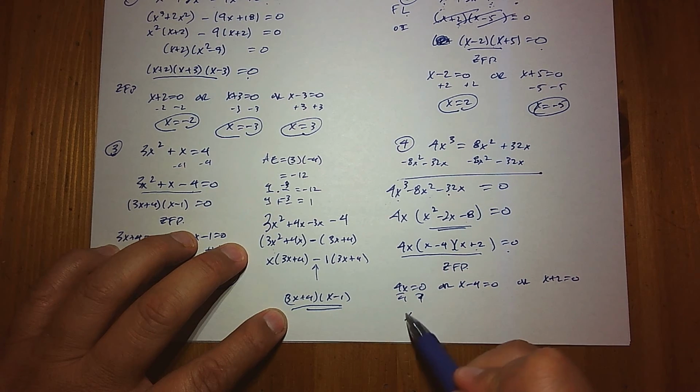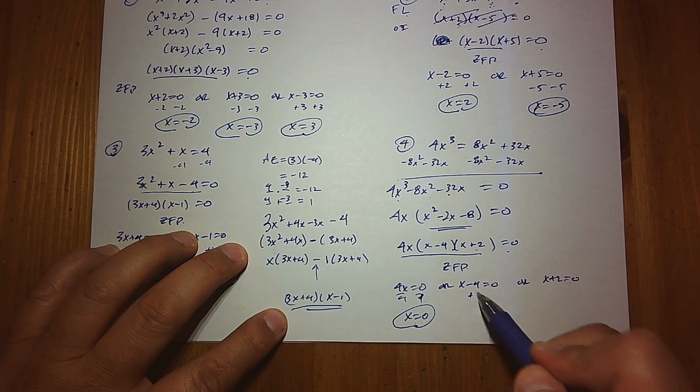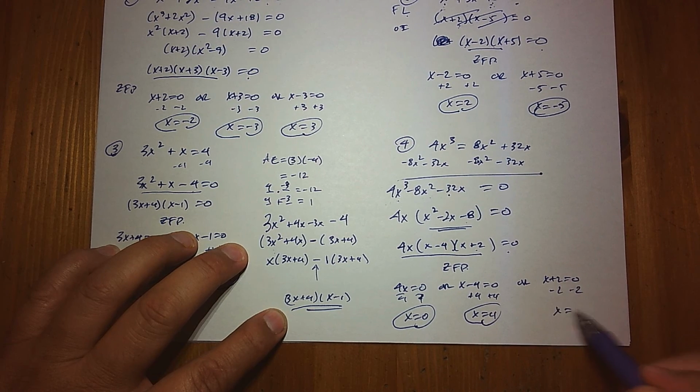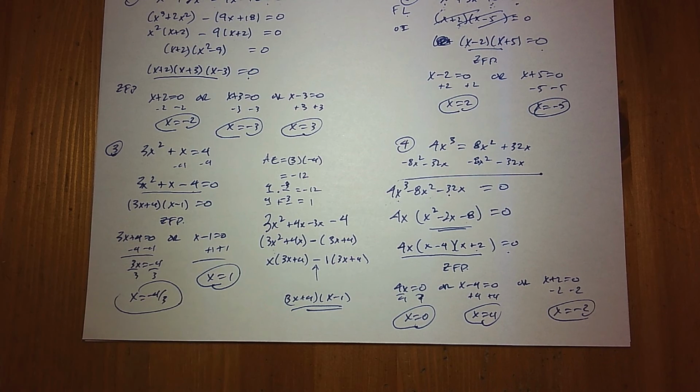Divide both sides by 4, we get 0. Add 4, we get 4. Subtract 2, we get -2. And so there are our 3 solutions.